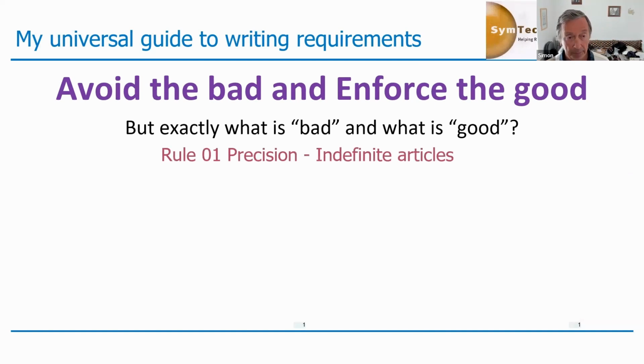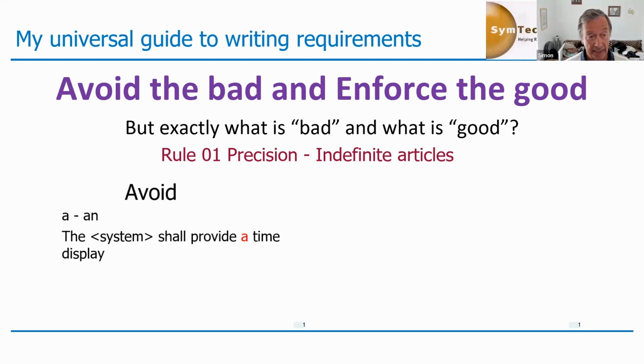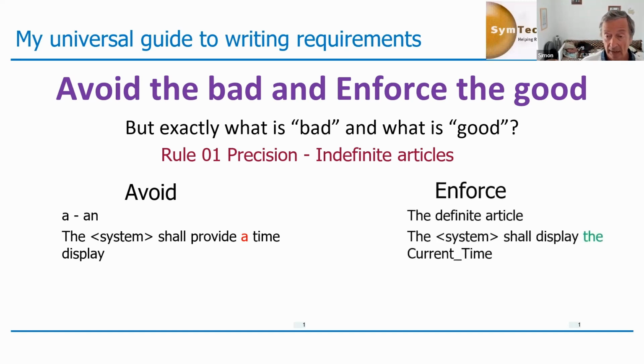What do I mean by bad and good? Well, it's quite simple. Let's look at rule number 1, indefinite articles. The INCOSE guide says avoid the indefinite article, and they give an example. The system shall provide a time display. That is not a clear requirement. Much better is enforcing the definite article. The system shall display the current time.